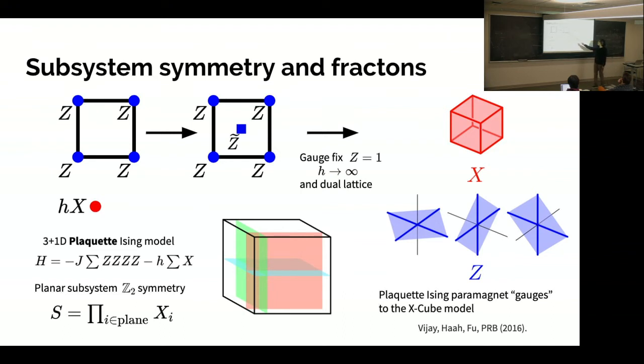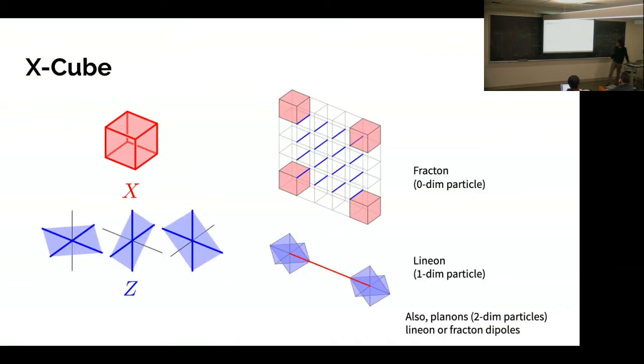You introduce this spin at the center of plaquettes instead. And then you can go through all the same steps as before, and you can also go to the dual lattice, and what you end up with is this X-cube model. So this plaquette Ising paramagnet in the paramagnetic phase gauges to the X-cube model. The X-cube model is this exactly solvable model of Fracton topological order.